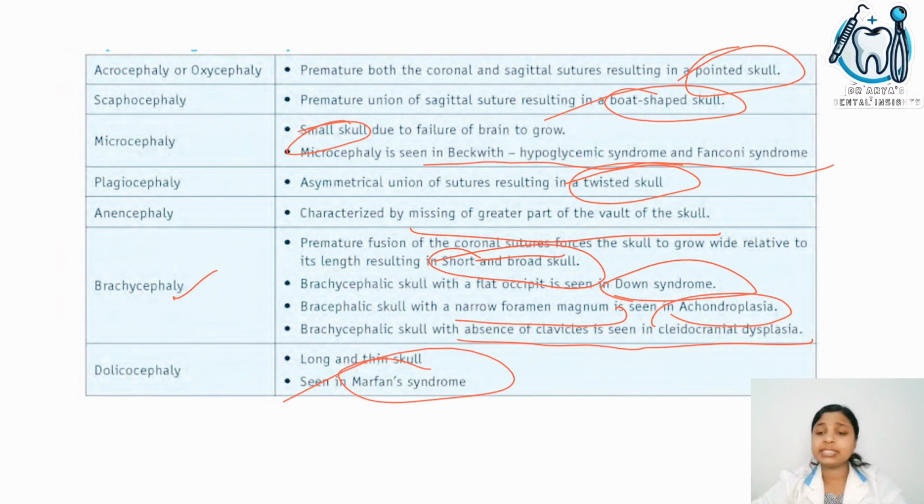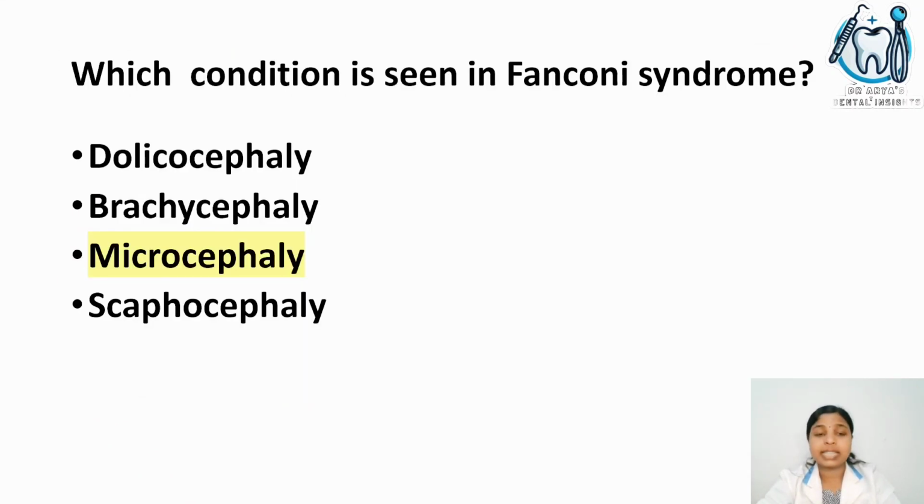So these are the various conditions: acrocephaly, scaphocephaly, microcephaly, plagiocephaly, anencephaly, brachycephaly, and dolichocephaly. Each one is very, very important. So what is the answer? In Fanconi syndrome, microcephaly is seen.